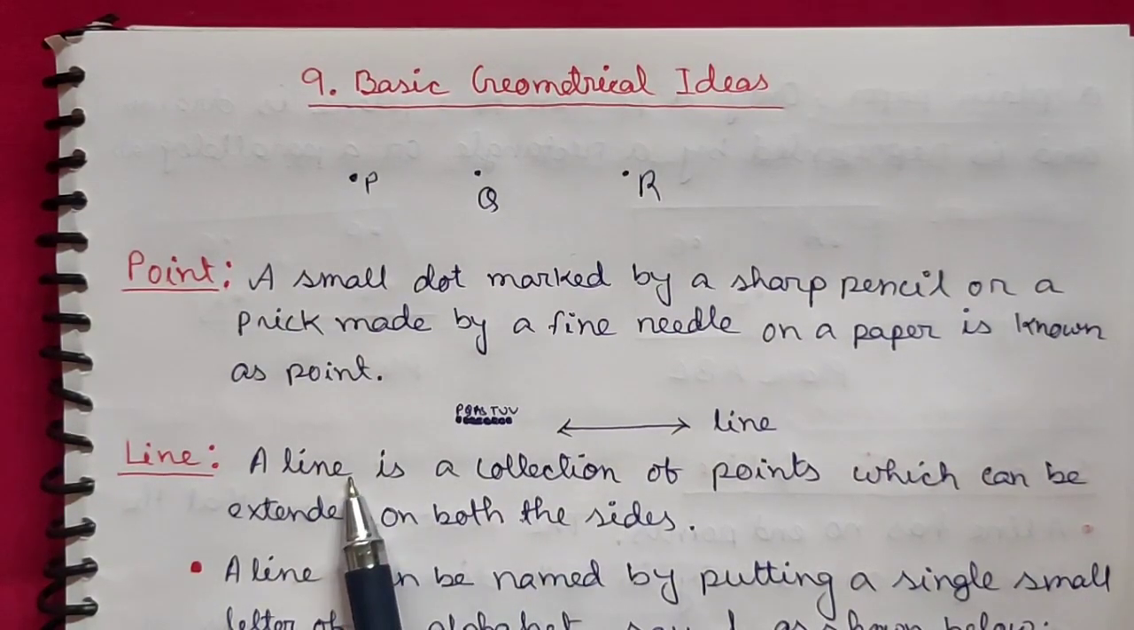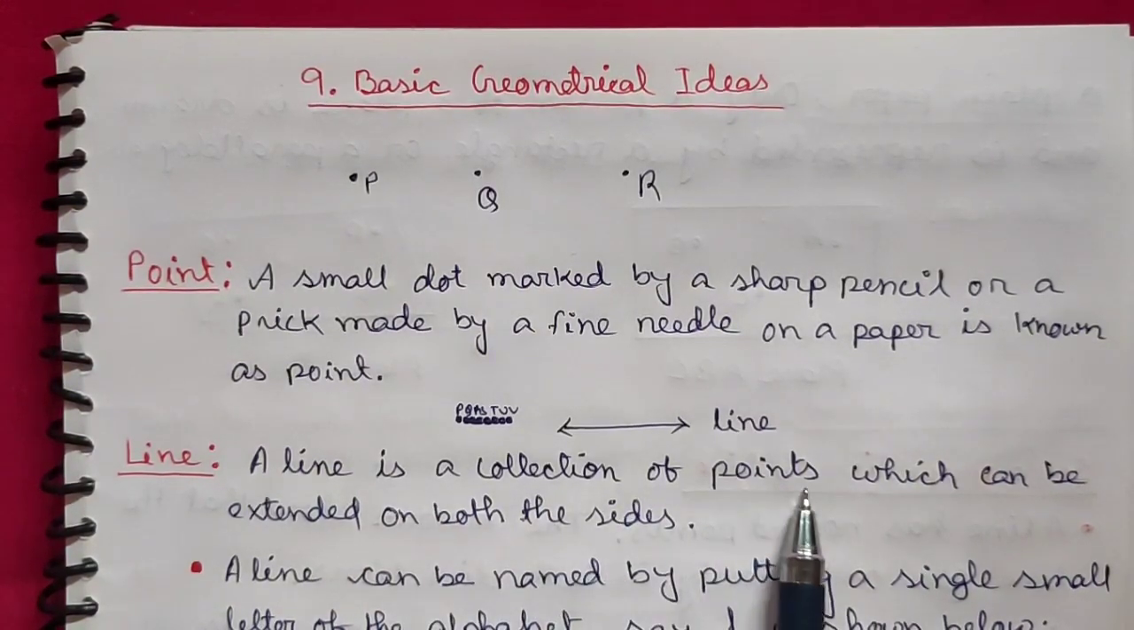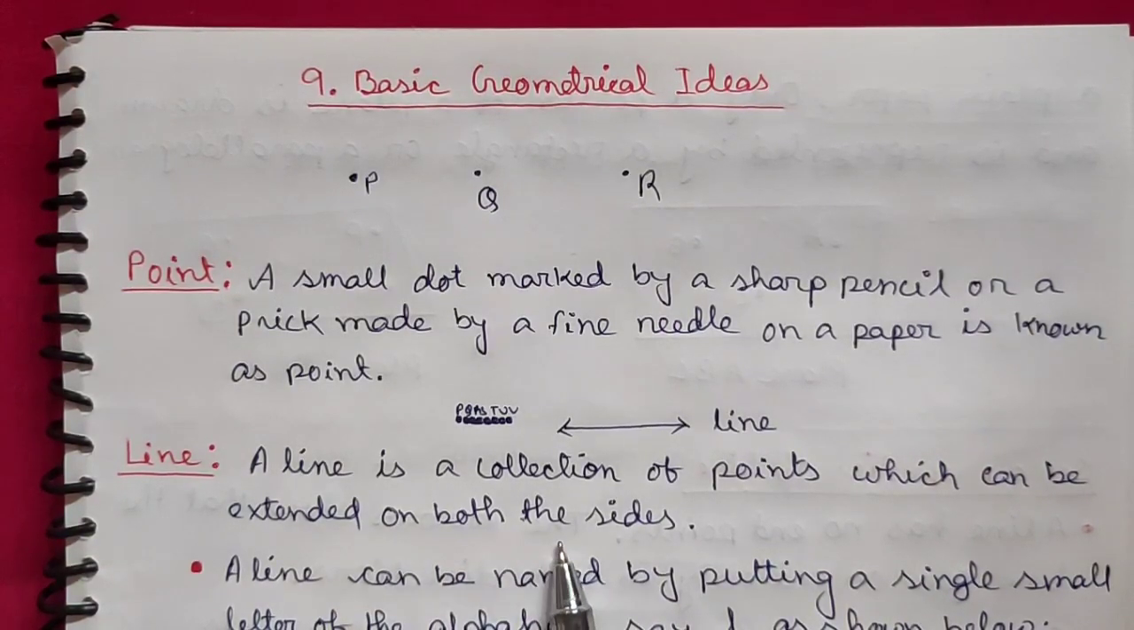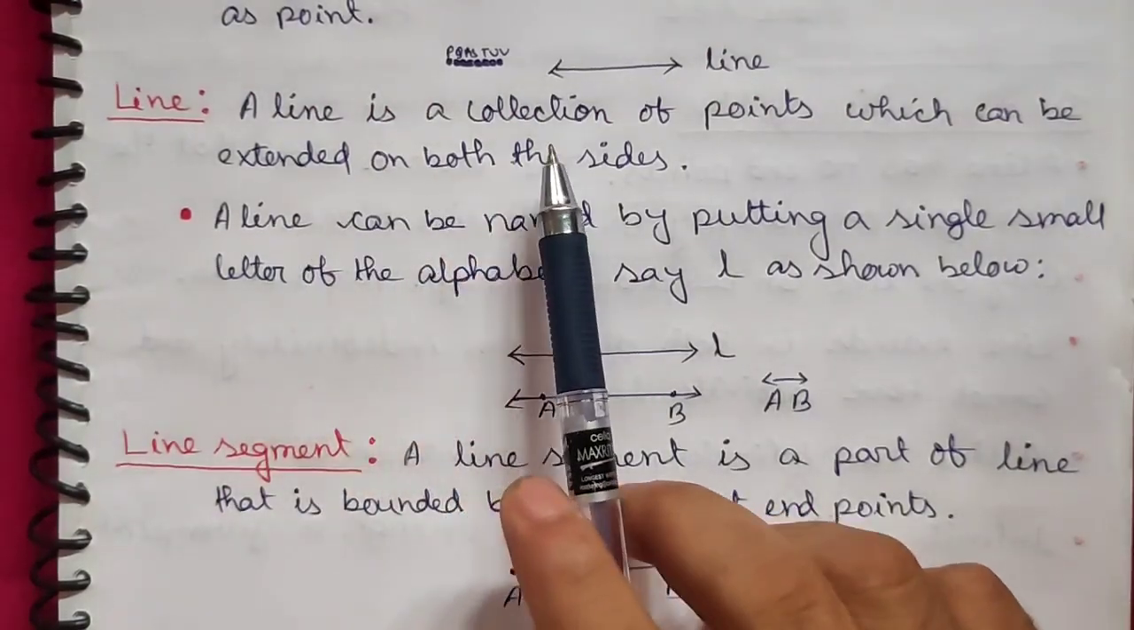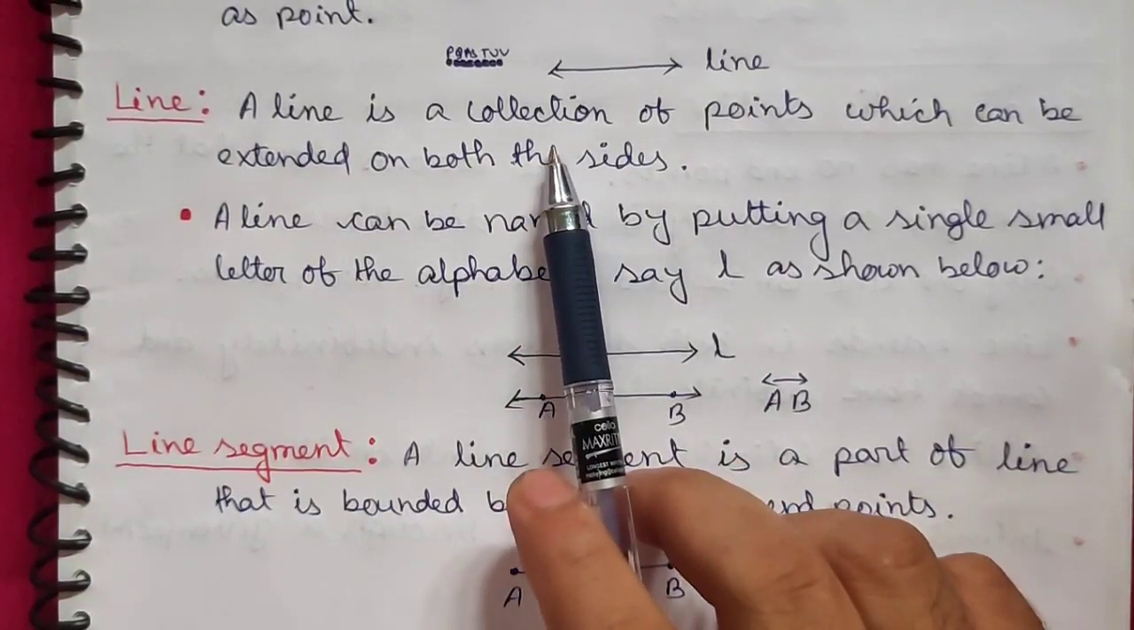So a line is a collection of points. What is a line? A line is a collection of points which can be extended on both the sides. So clear. What is a line? A line is a collection of points which can be extended on both the sides.